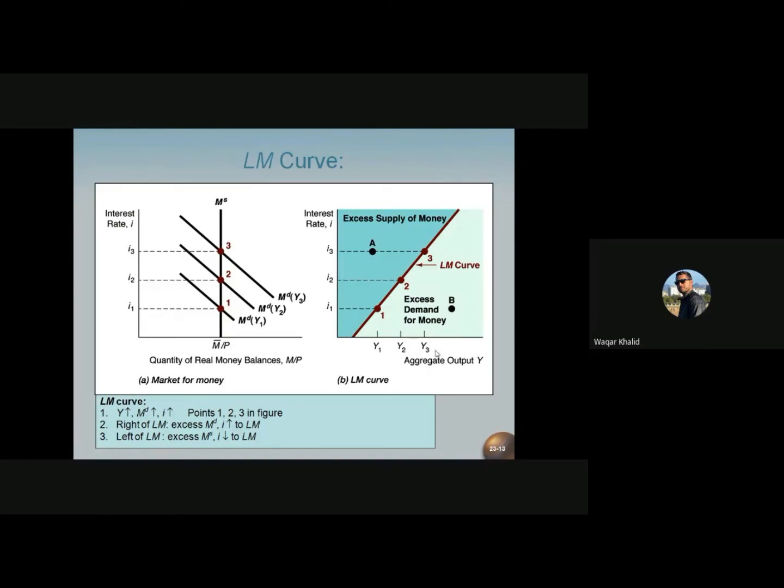When we connect these 3 points with each other, we get a positively upward sloped curve, which is known as the LM curve. And this LM curve shows the combinations of interest rates and output for which the market for money is in equilibrium. The positive slope arises because higher output raises the demand for money and thus raises the equilibrium interest rate.